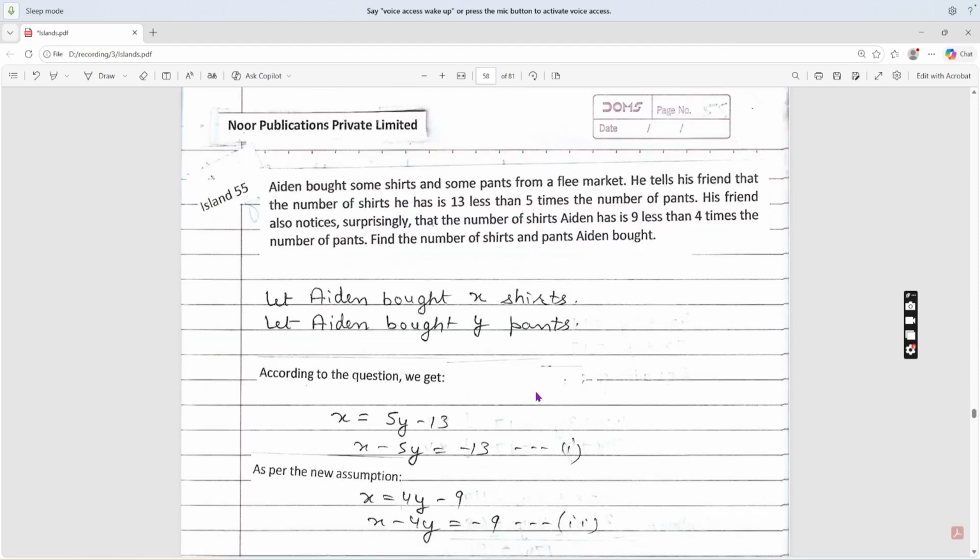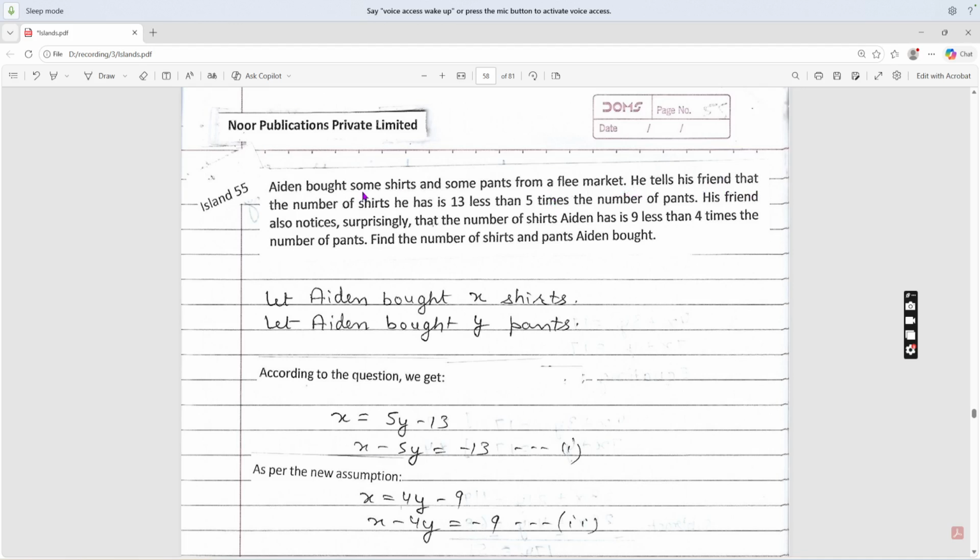Eden bought some shirts and some pants from a flea market. He tells his friend that the number of shirts he has is 13 less than 5 times the number of pants. It is also very simple. Now see, first of all, let the number of shirts bought by Eden be x. Number of pants bought by Eden is y. Now just see, x is equal to 5y minus 13. Just see the condition.